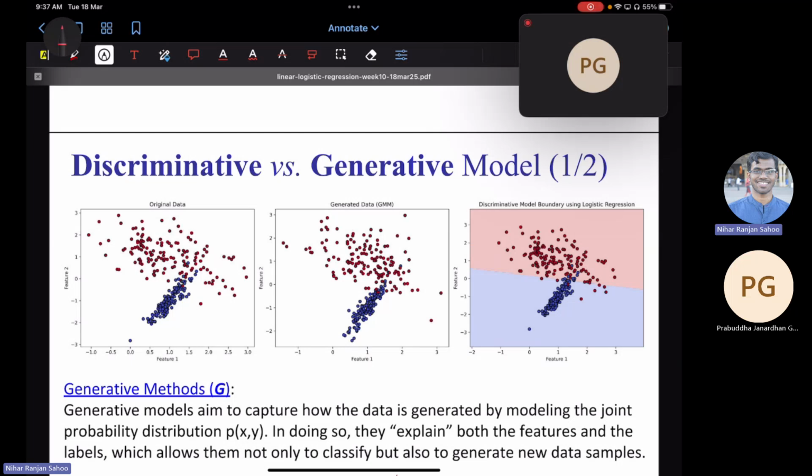So apart from that classification, all the machine learning algorithms can be majorly classified into these two classes also. One is discriminative, one is generative. So what is discriminative? What is generative?